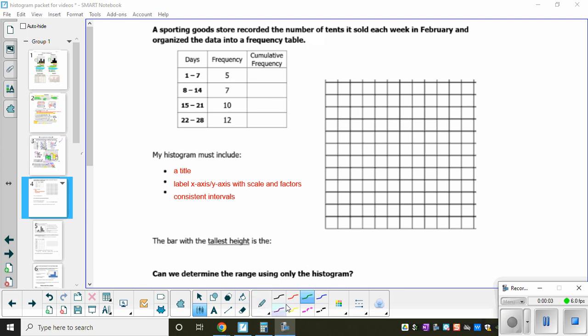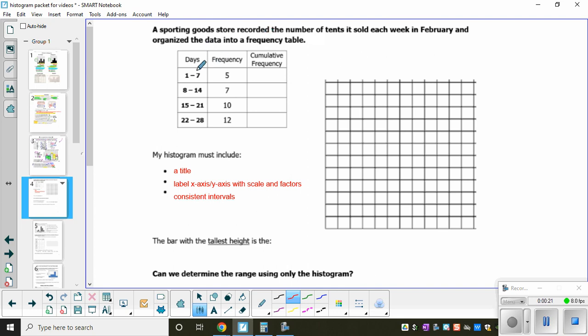All right, so in this video, I'm going to walk you guys through one more example about how to take data from a frequency table and move it into a histogram. All right. So what we're looking at here for this next example is a sporting goods store. And all they did was they recorded the number of tents that were sold each week during February and then organized that data into a frequency table.